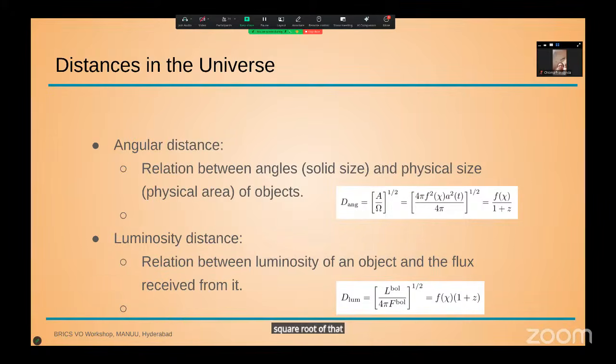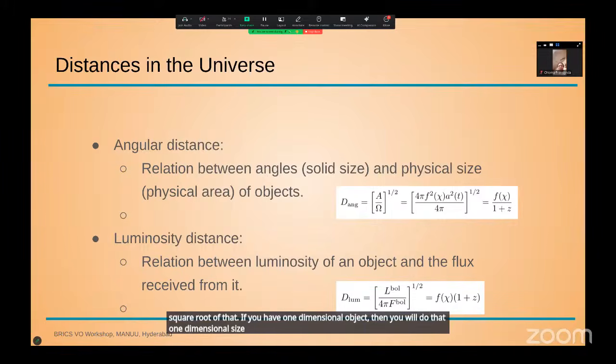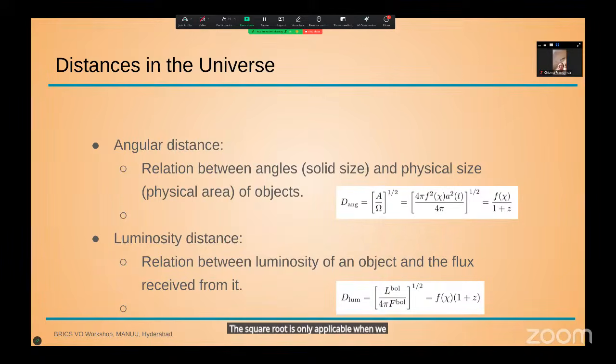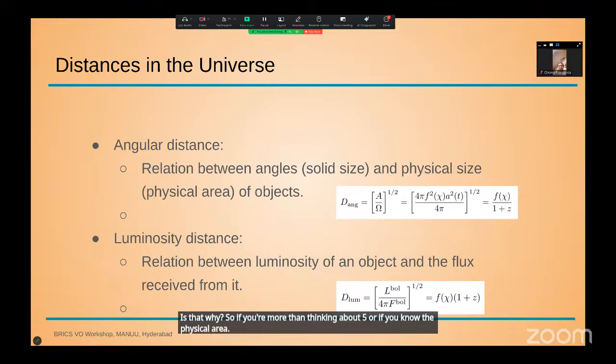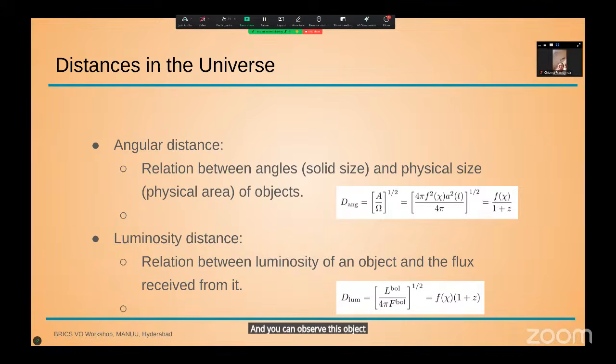If you had a one-dimensional object, then you will do that one-dimensional size divided by the angle. That's it. No square root. The square root is only applicable when we want to get from the area. Is that fine? So if you know the physical size or the physical area and you can observe this object, then you can figure out what the angular diameter is.